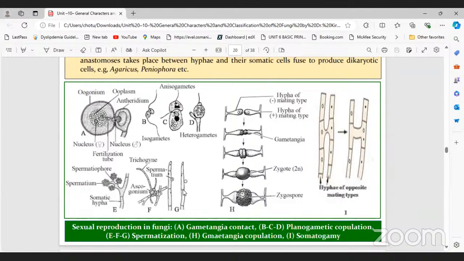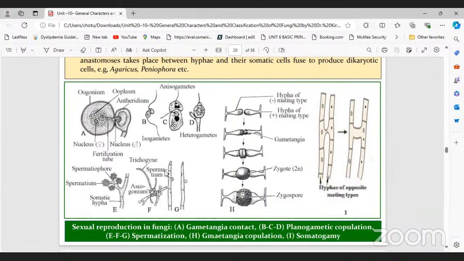E, F, G are all the spermatangium. See the hyphae, somatic hyphae. You can observe bunch-like structures there, no? These bunch-like structures are spermatia. See, this is the spermatiophore. Coming to F, hyphae.